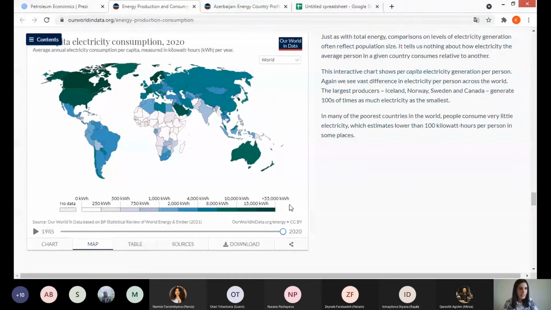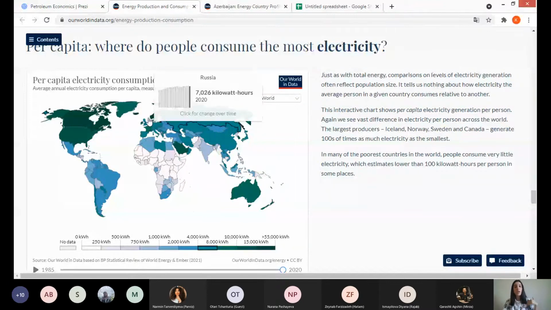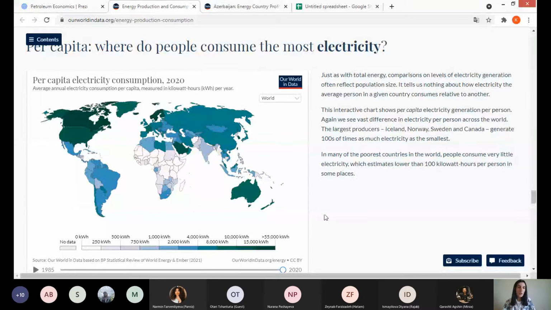So here we can see that per capita electricity consumption in United States, in Canada and northern countries is a little bit more. The reason is like that. As we know, in northern countries, winter is very, very cold. So they need heating. But in order to heat themselves, they need much more electricity. So that's why we can say per capita electricity consumption is high in those countries.